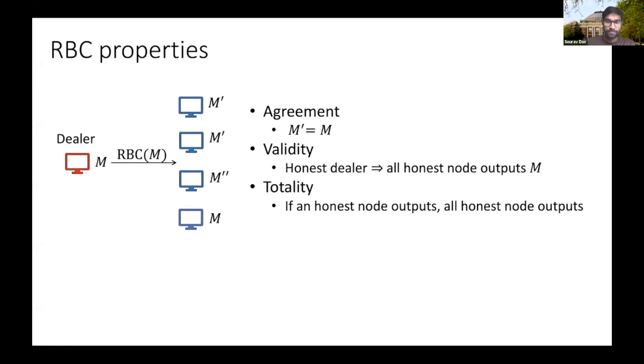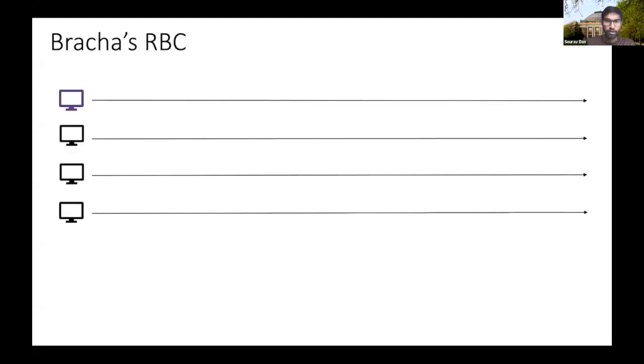So I'm going fast with these primitives. It might take some time to internalize these properties, but we'll move ahead and talk about one of the famous, most classic, and very efficient protocols for achieving RBC, which is Bracha's RBC from the 80s.